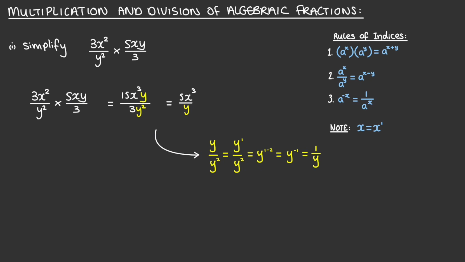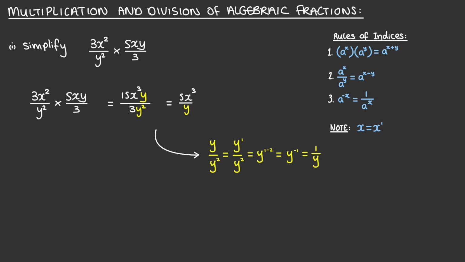We can also simplify the fraction by dividing y by y squared. y divided by y squared is the same as saying y to the power of 1 divided by y to the power of 2. According to the second rule of indices, a to the power of x divided by a to the power of y is equal to a to the power of x minus y.